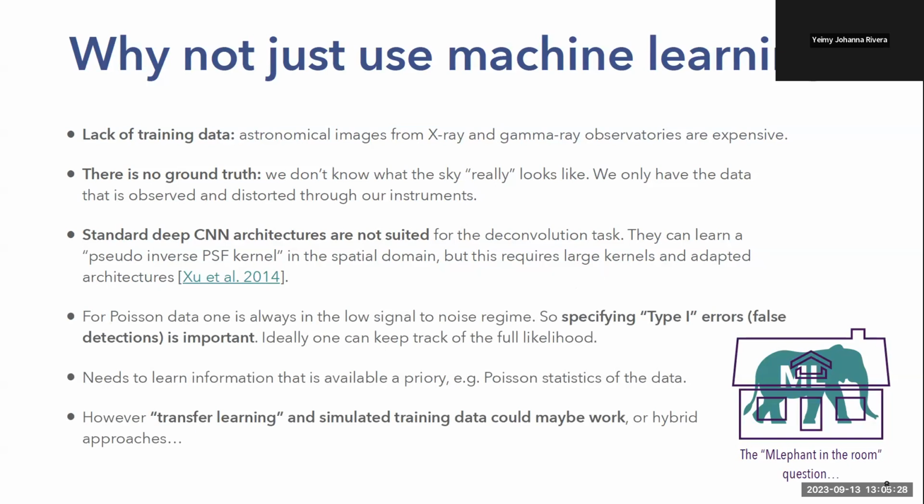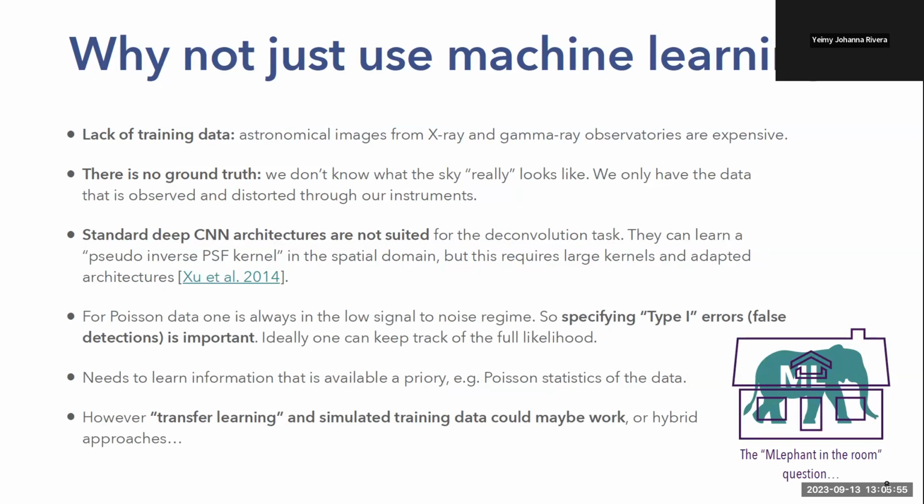For Poisson data, this is always important: we are in the low signal to noise regime. So it's really important to control the type 1 errors, which means false detections. For this, it's really important to keep track of the full likelihood and also get an error estimate for any method that you apply. This is not guaranteed for many machine learning methods. There are some that do this, but not all.